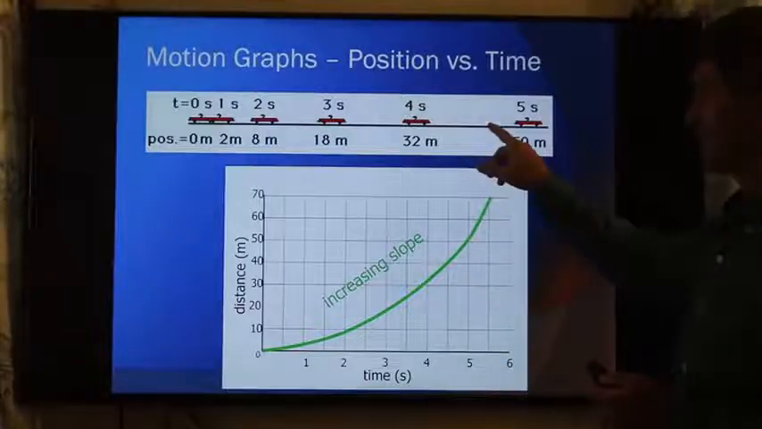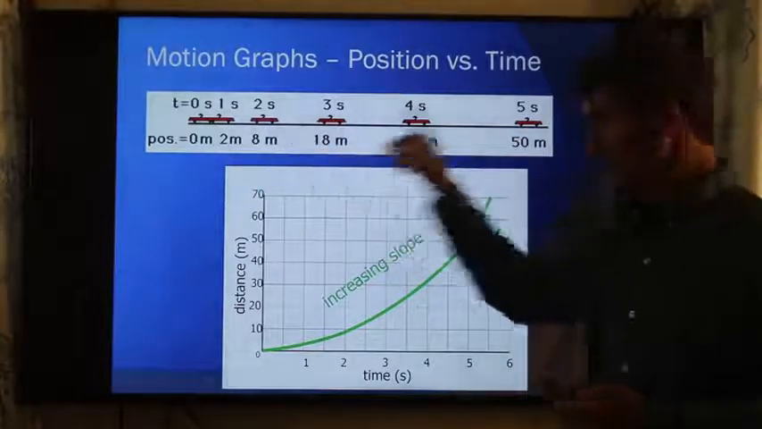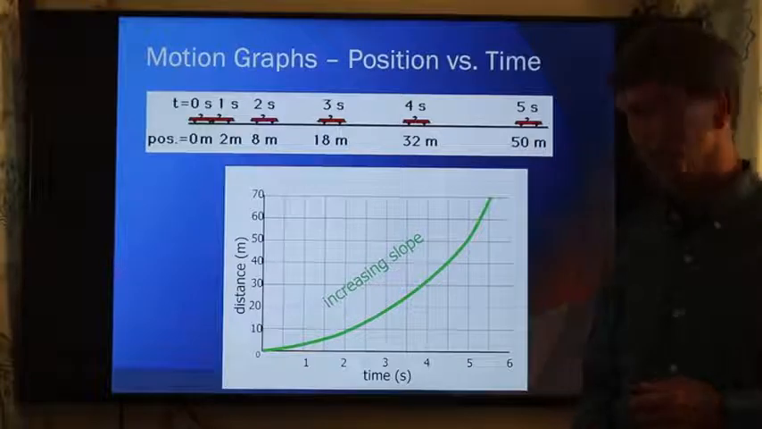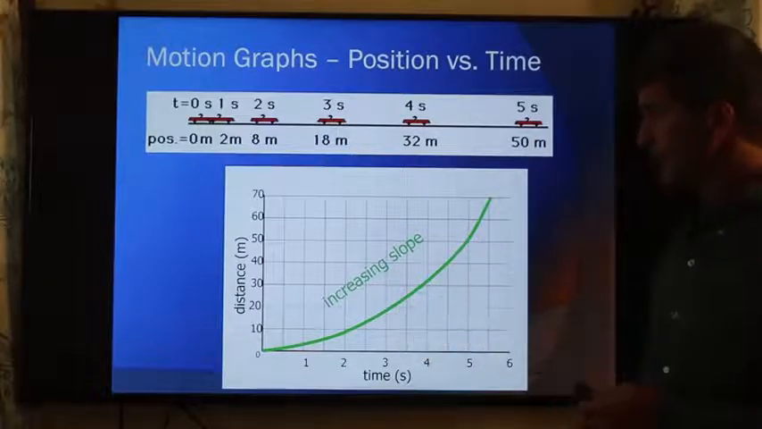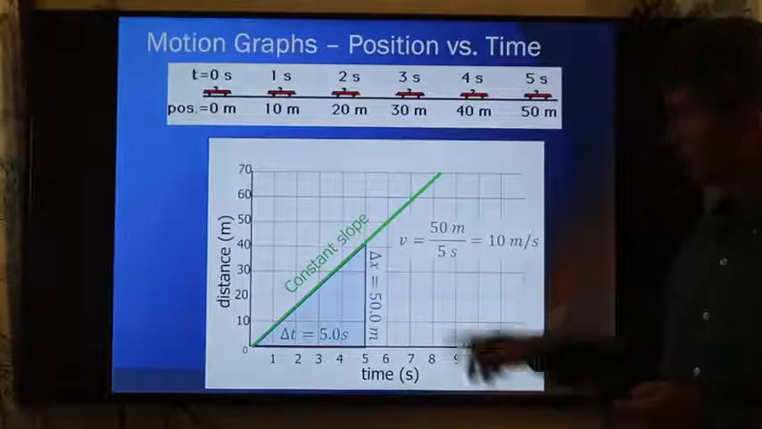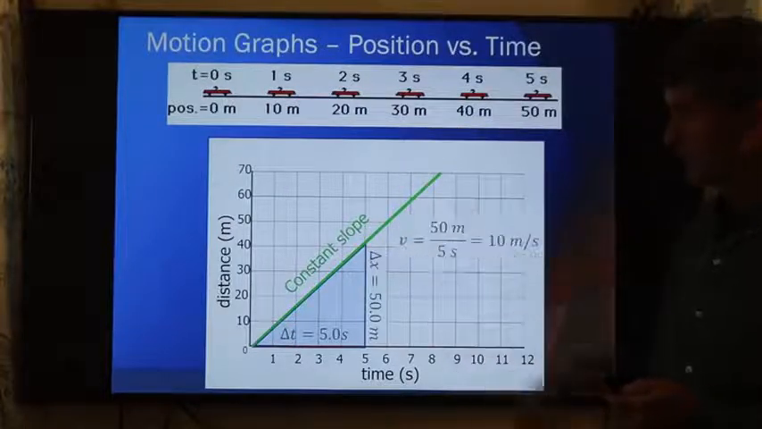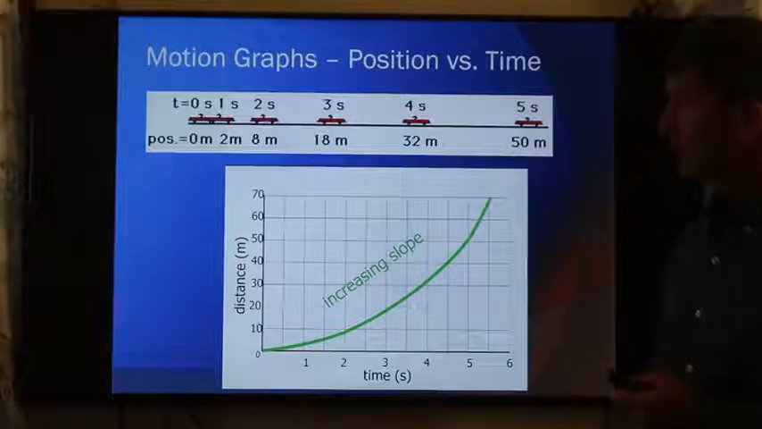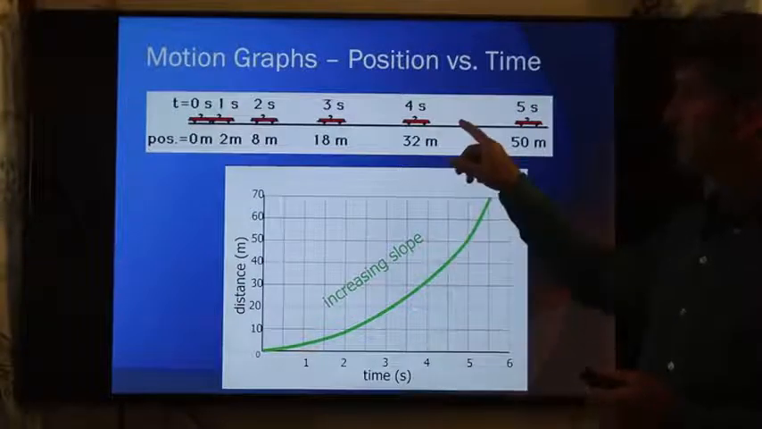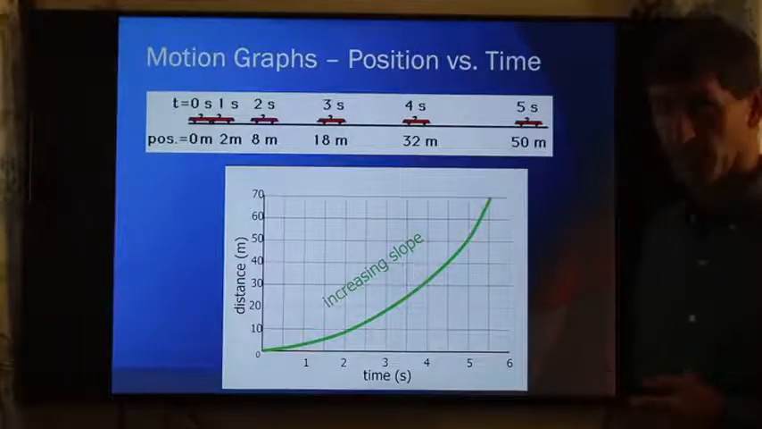I'll get into this next example. This is the case where we're increasing as a function of time. Distance versus time, we have increasing slope. So again, constant motion, constant slope for distance divided by time. Increasing slope for increasing velocity, that's what it looks like.